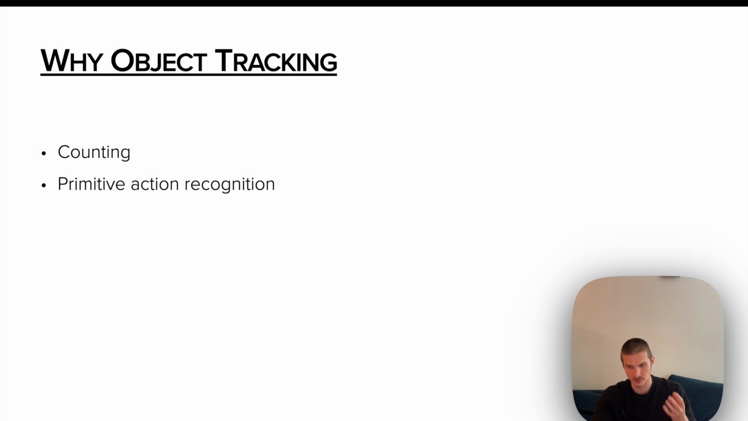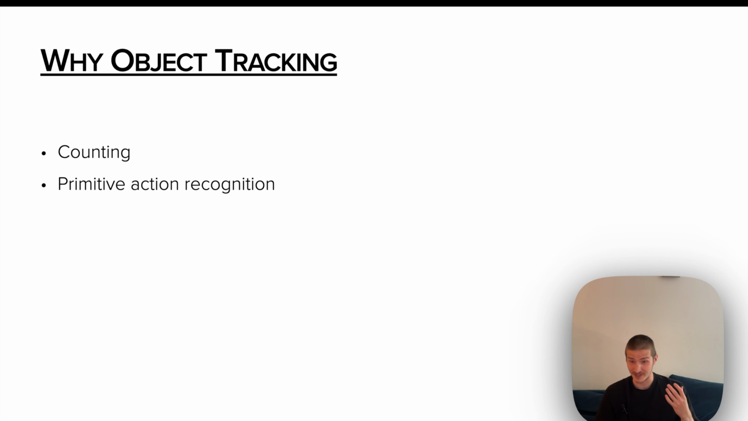Object tracking also allows you to do some primitive action recognition, because now, instead of just seeing a frame, a fixed image, and detecting an object, you also have actual video, and you know that this is the same object sort of moving about in space. And so that allows you to do some primitive action recognition.